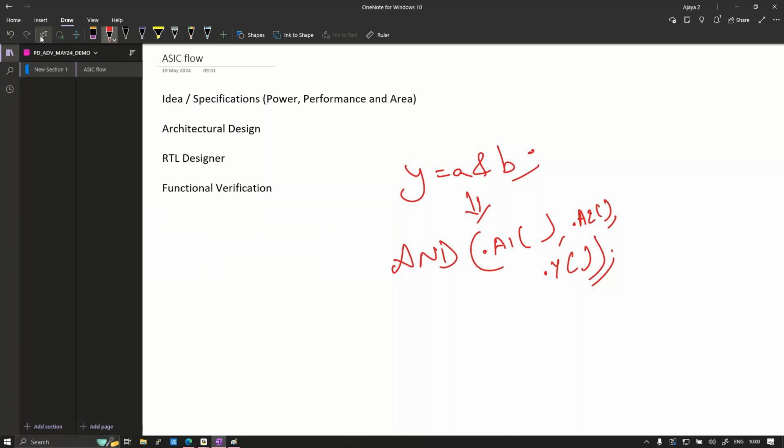Now let's say one more task. In my design, I have, for example, 2 million cells. When I'm saying cells, it's gates, combinational and sequential circuits. I have 2 million cells. Will I be able to test everything in a faster methodology? Let's say my design is failing. Now, how can I test it?